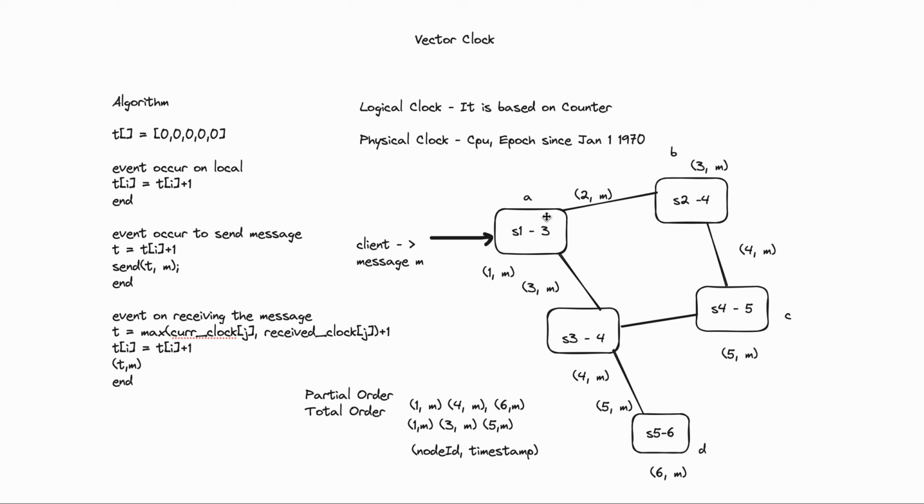Here we will see it again. Let's say this machine has a counter 0, 0, 0, 5, 0. So initially, everything is a vector, and this is the initial counter.